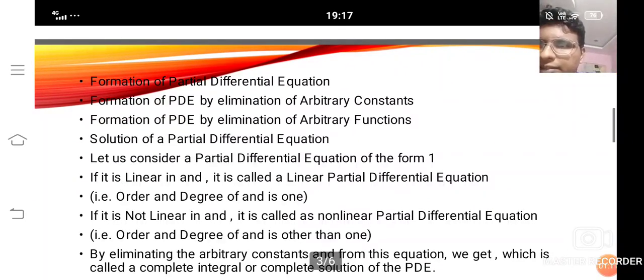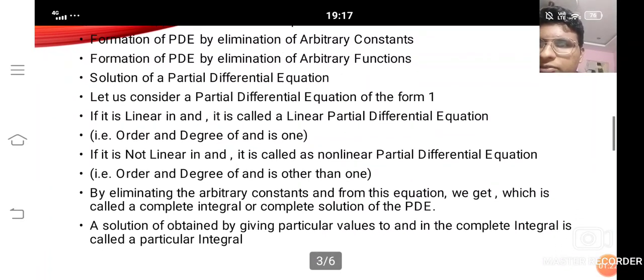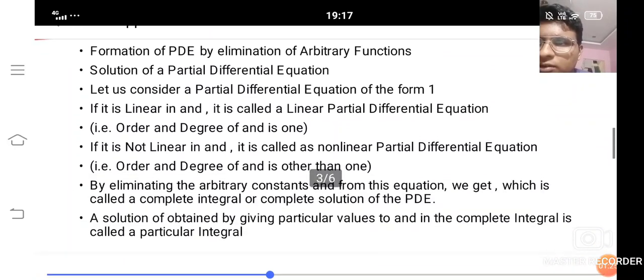Formation of partial differential equation. Formation of PDE by elimination of arbitrary constants and by arbitrary functions. Solution of partial differential equation. Let us consider a partial differential equation of the form f(x, y, z, p, q) = 0, equation 1.